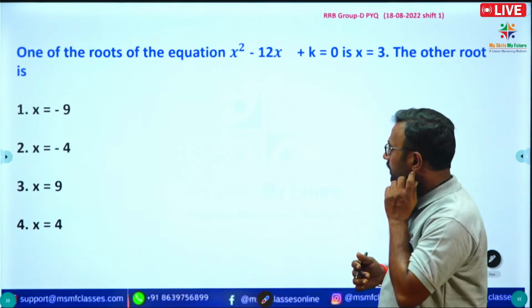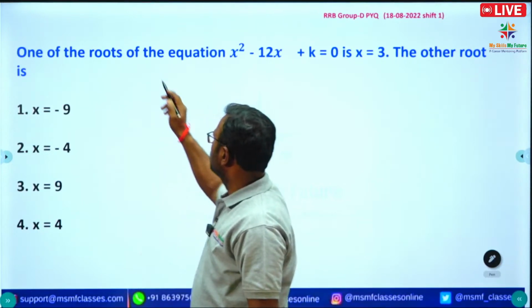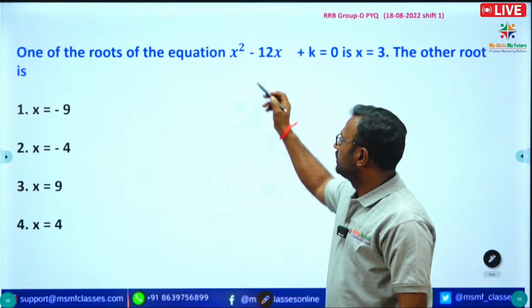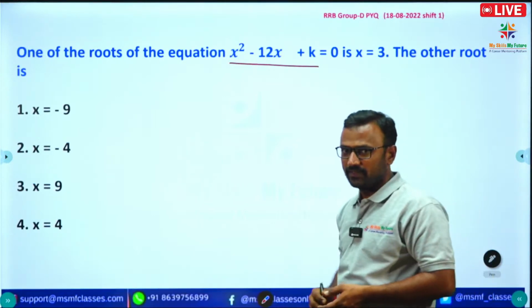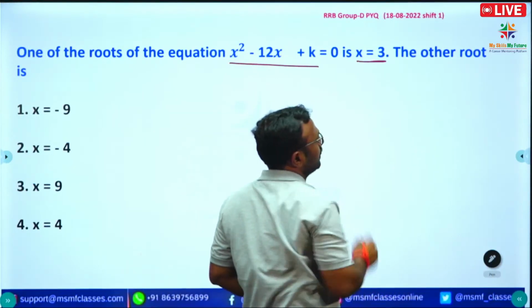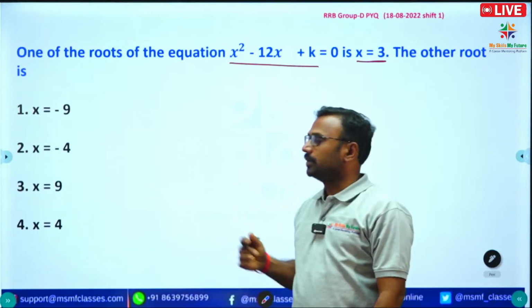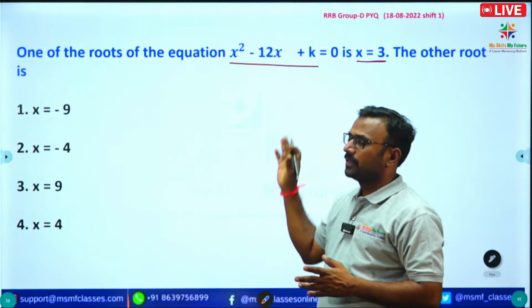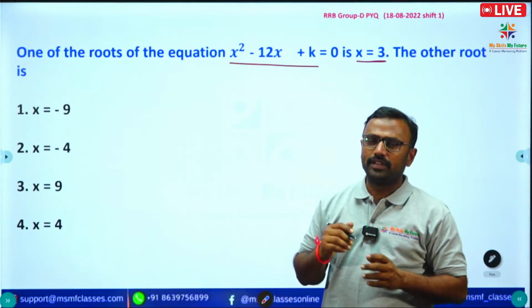See the question: one of the roots of the equation x square minus 12x plus k equals 0 is given. The quadratic equation is given, and one of the roots is 3. So what is the other root? If you see, at least one question on quadratic equation is always asked.